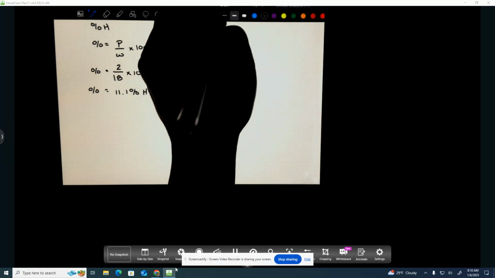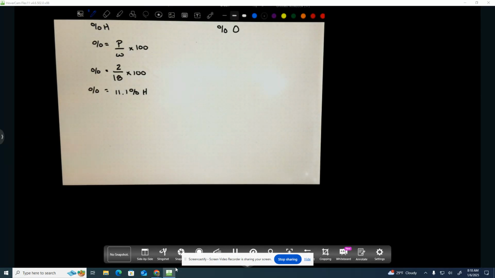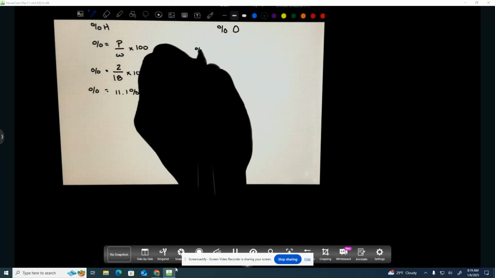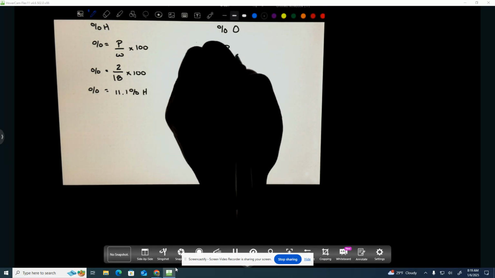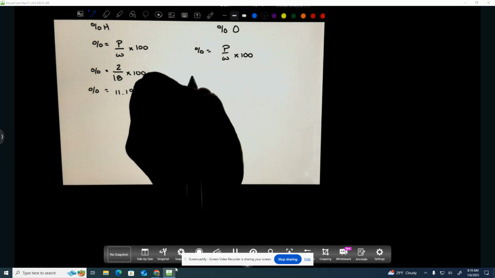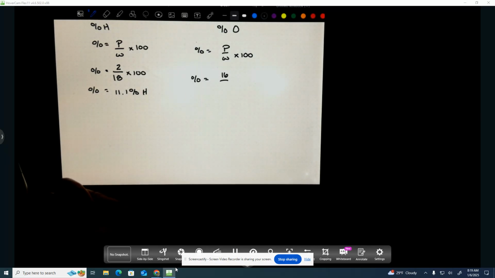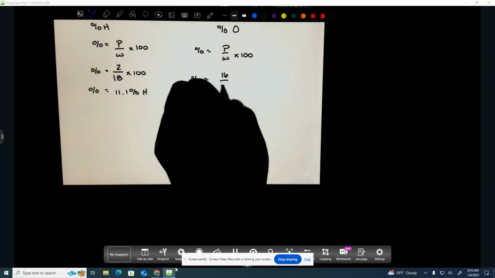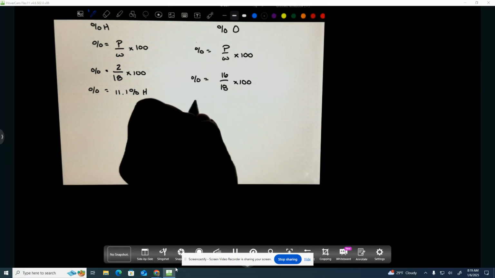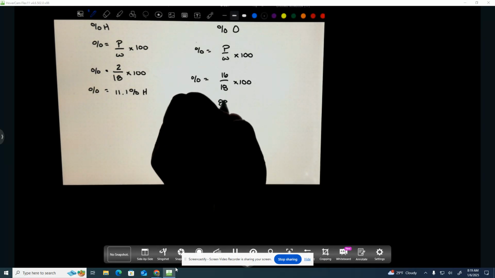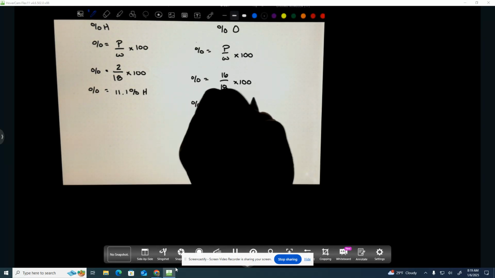All right, this is the percent that's hydrogen. Give me the percent that's oxygen. Let's do it out. So the percent is going to equal part over whole times 100. The part that was oxygen is going to be 16 divided by, what's the whole thing weigh? 18, times 100. The percent is going to be 88.9% oxygen.